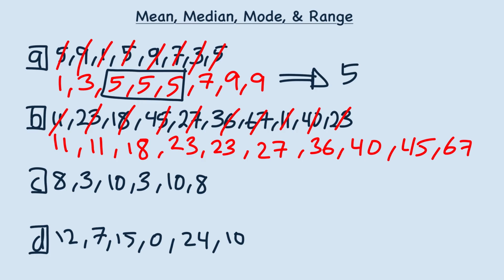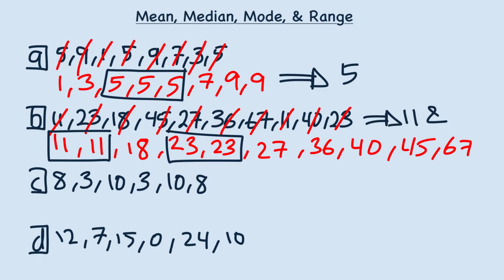Now, we need to check the mode. The mode, again, as we said, is the number that appears most often in a data set. And according to these numbers, we will notice that we have 11 appeared 2 times, and we have also 23. So in this example, we have 2 modes, which are 11 and 23.